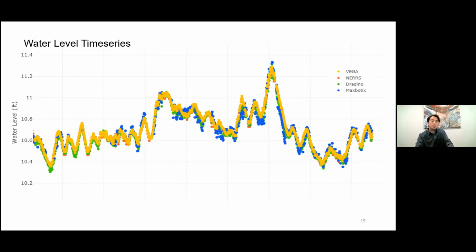So this is just showing you a time series of the 4 different types of sensors that we deployed at the same location. And we utilized this NERS sensor as the reference to compare with the other 3 types.